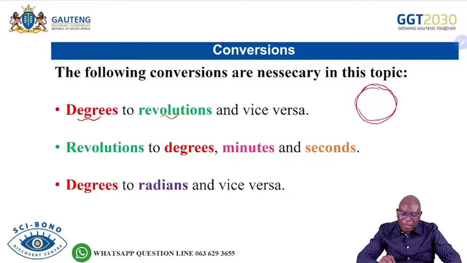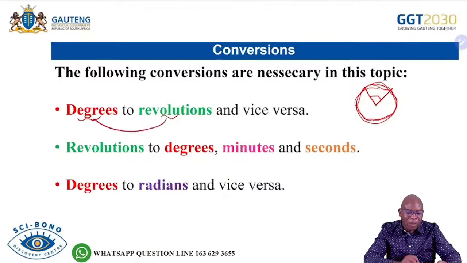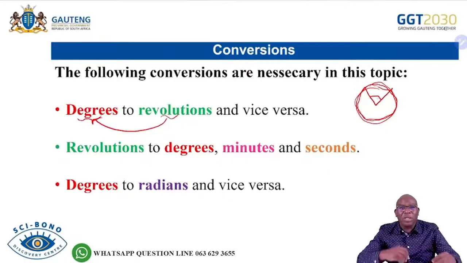So in a circle, it's one revolution. So a circle is one revolution. And we're going to take now degrees. If I've got some degrees here, how many revolutions do I have? That's what we're going to be talking about. And also vice versa. If I've got revolutions, how do I then take them to degrees? The other one is revolution to degrees, minutes and seconds.